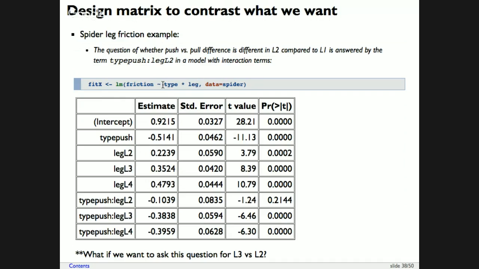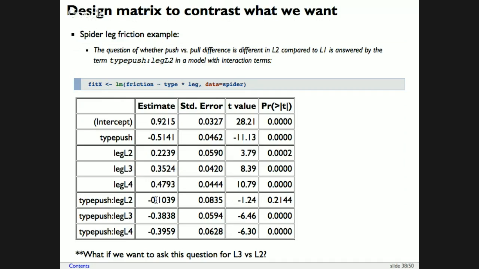So here is the spider legs regression with an interaction term added. We've still got our estimates of the main effects for type and for the legs, but we have these additional interaction terms which tell you how much the effect of type changes for each of the legs. These are significant for 2 of the legs, meaning that the difference between pushing and pulling is bigger for legs L3 and L4 than it is for the reference.